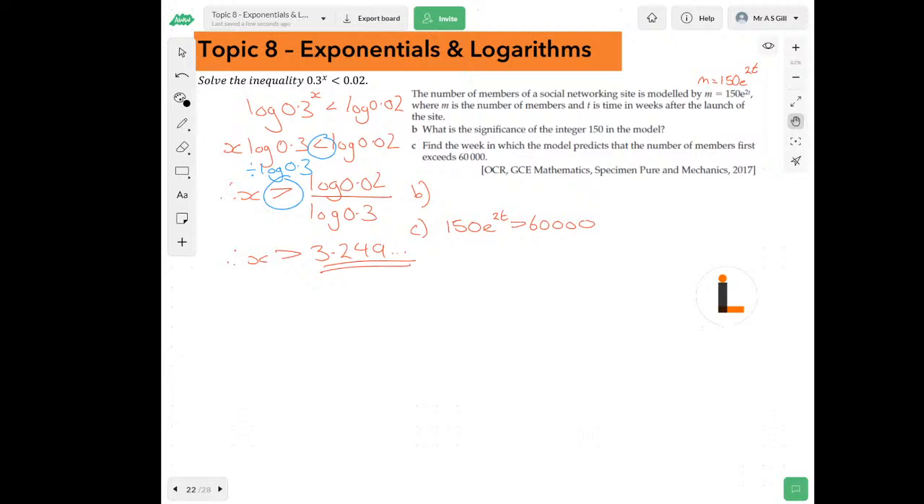Okay, so part B, 150, like we said previously, is the initial value. In this case, the initial number of members of this site. Basically, this is still the initial value, the idea of it being the initial value. Part C, then we said, at what point is our membership greater than 60,000? Well, this is how we work out our membership here. So we're looking at what point does that go above 60,000. So we want to go ahead and simplify that first and then go ahead and solve it.